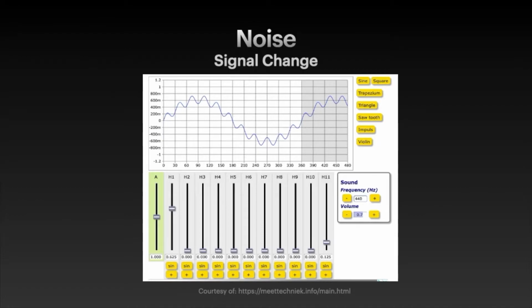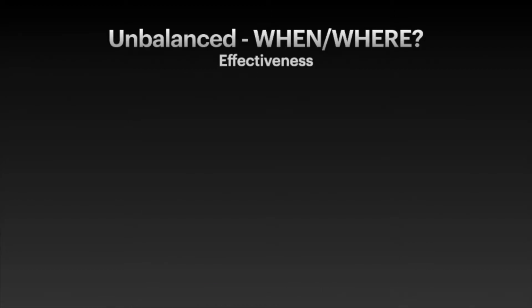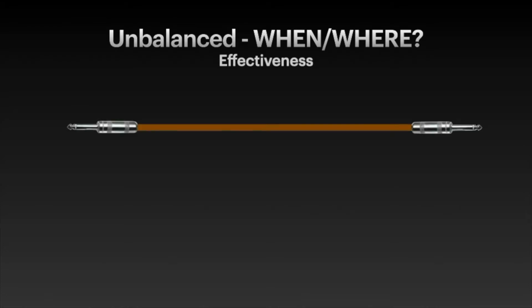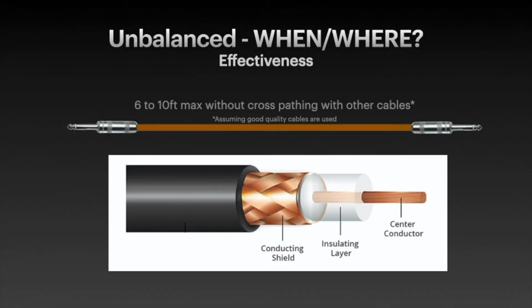Let's look case by case now. Firstly, about the cables. Unbalanced cables. This cable is okay from 6 to 10 feet in length. That's why it's broadly used for instruments. The structure of this cable is a center conductor, an insulation, and then an outside layer with the conducting shield, followed by the main insulation. The shield blocks most of the electromagnetic interference, but not all.